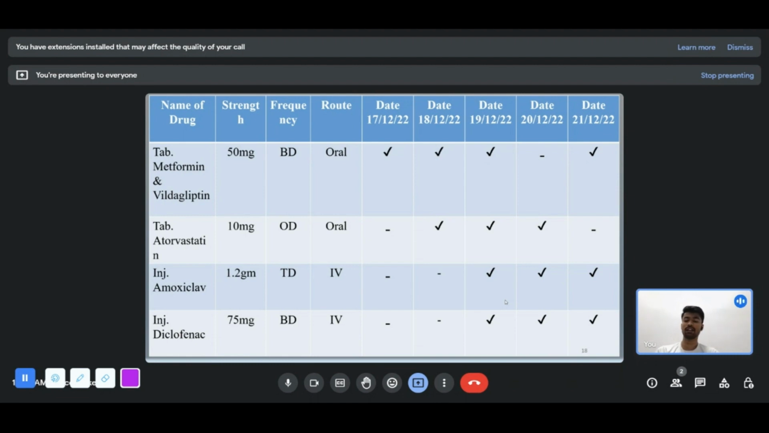21st. Injection diclofenac. It is a painkiller injection, that is, it blocks the action of COX-1 and COX-2 and relieves the pain. And strength is 75 milligrams twice daily by IV route, and it was given on 19, 20, 21st.